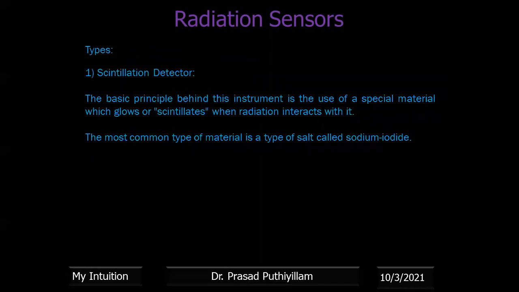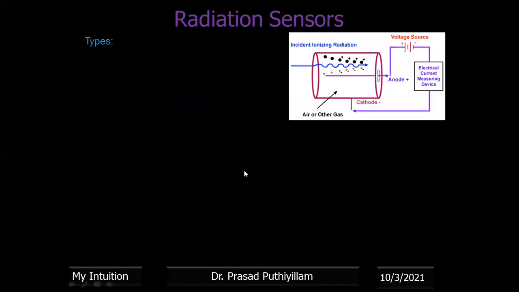Scintillation detector. The basic principle behind the scintillation detector is that in the presence of this type of radiation, the material will glow, which we call scintillation. Based on that, the sensor device is built. Usually it uses sodium iodide for this type of application.